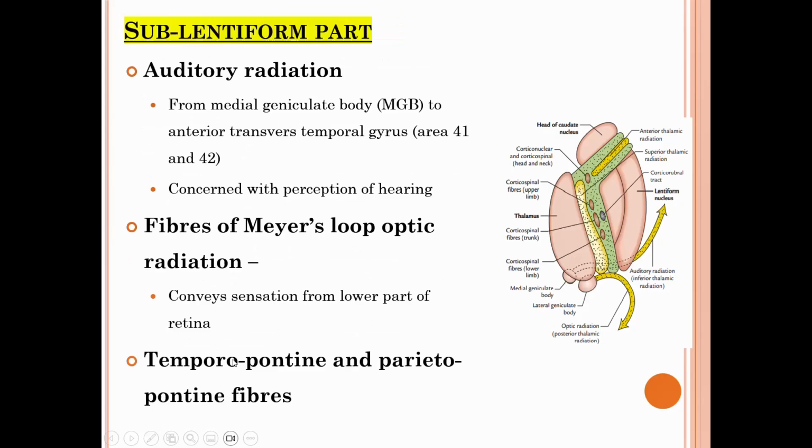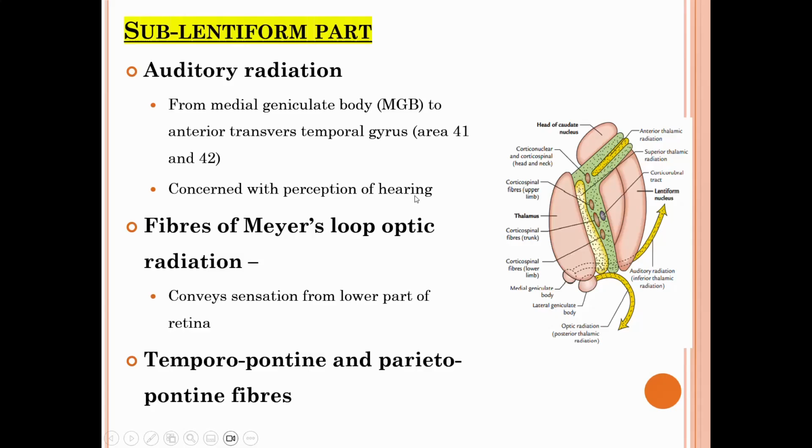Okay, then the sublentiform part. We have already seen the visual radiation fibers going through the retrolentiform part of the internal capsule. The sublentiform part has the auditory radiation, that is from the medial geniculate body to the anterior transverse temporal gyrus, that is areas 41 and 42, and they are concerned with perception of hearing.